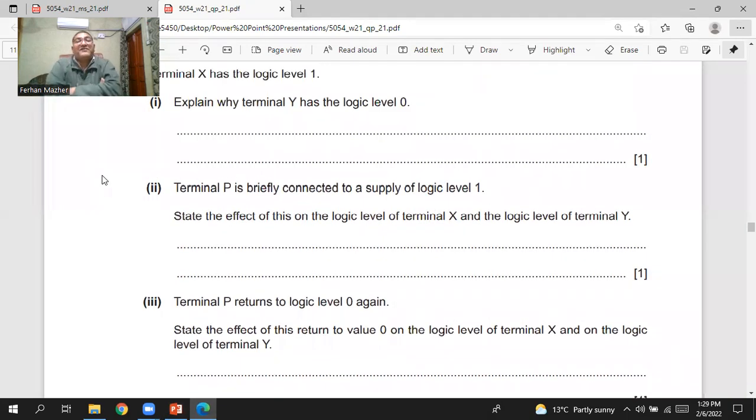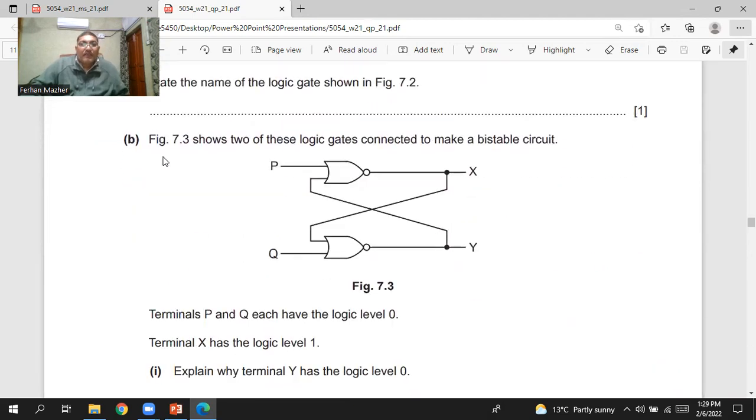Terminal P is briefly connected to a supply of logic level 1. State the effect of this on the logic level of the terminal X and the logic level of the terminal Y. So this was 0, it was 0, and here the output was 0. Here the output was 1.